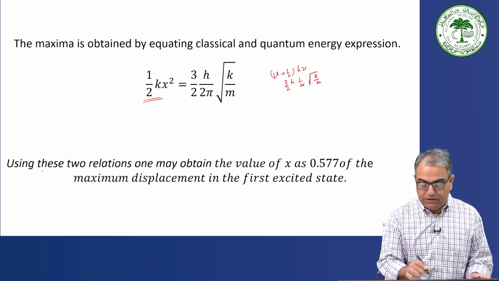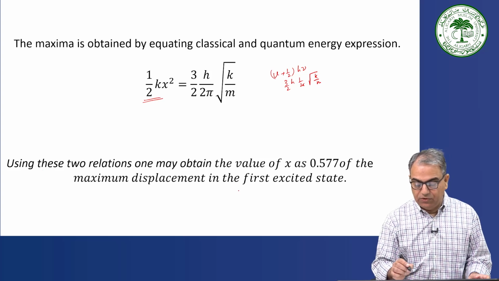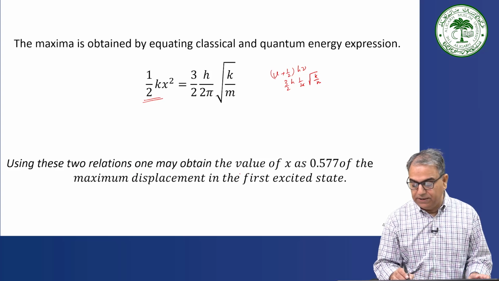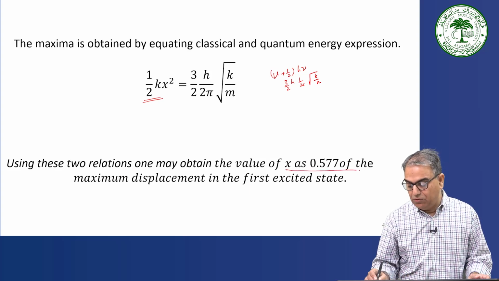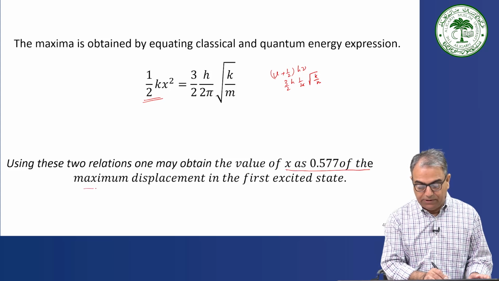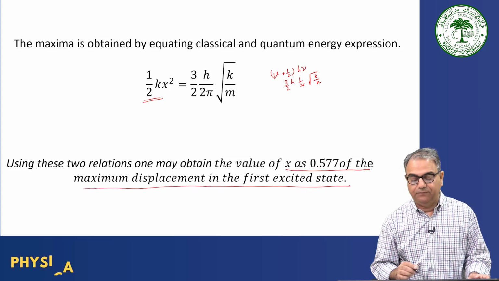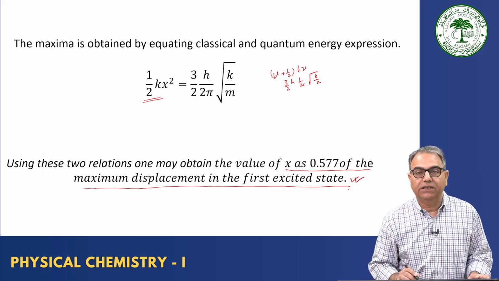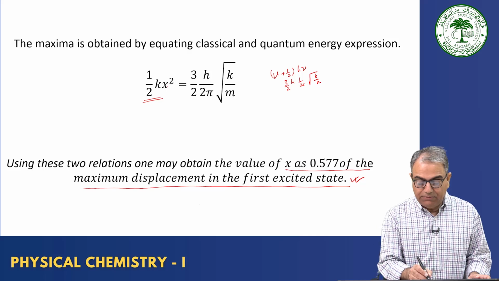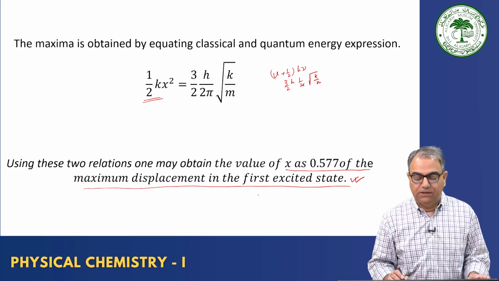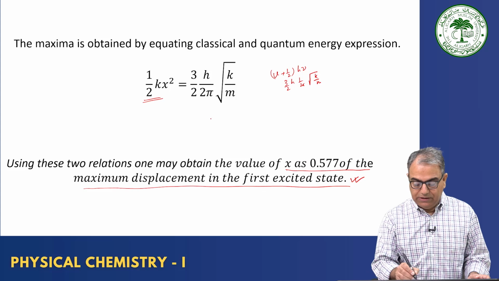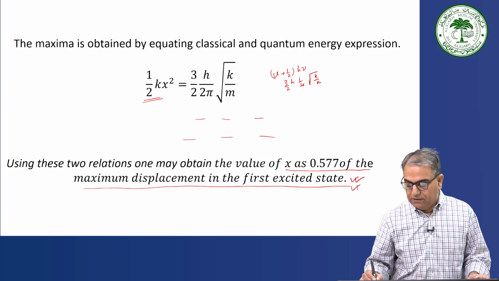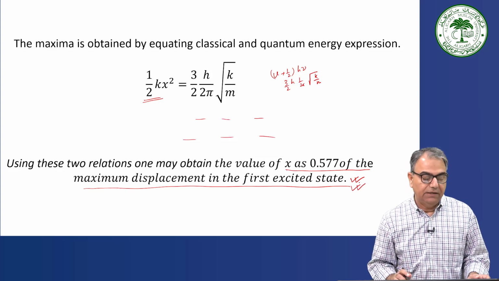I have knowingly not done it for you; I have left it for you. You have to show that from these two relationships you may obtain x as 0.577 of the maximum displacement in the first excited state. So this you have to prove. If you equate these, you will get x maxima as this, and then you put it in and find the value of x. So this is the fill in the blanks which you have to fill, and confirm whether whatever is written here is right or wrong.